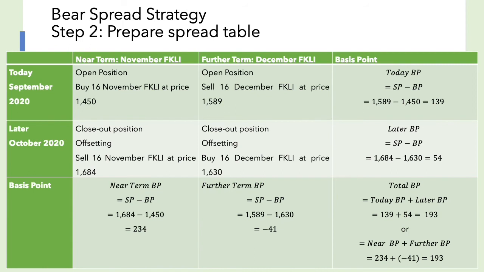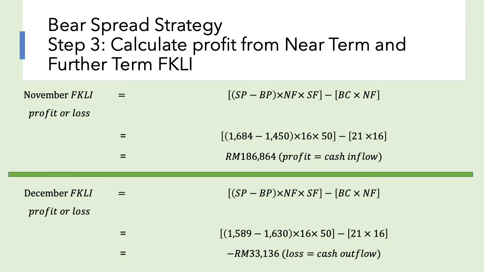If you want to calculate based on the futures contract, for November FKLI, the selling price 1684 minus 1450, you get 234. For the December contract, you sell at 1589 minus 1630, so you get negative 41. So you sum up, you also get 193. Step number 3, you need to calculate profit from the near-term and further-term futures.